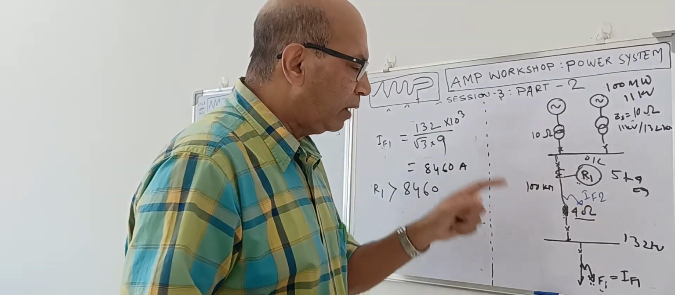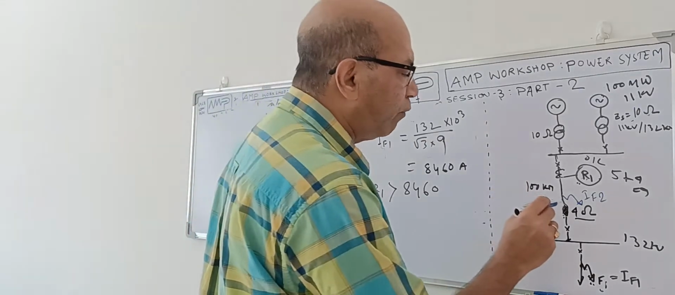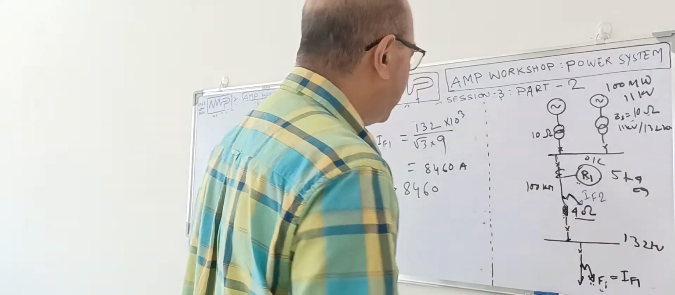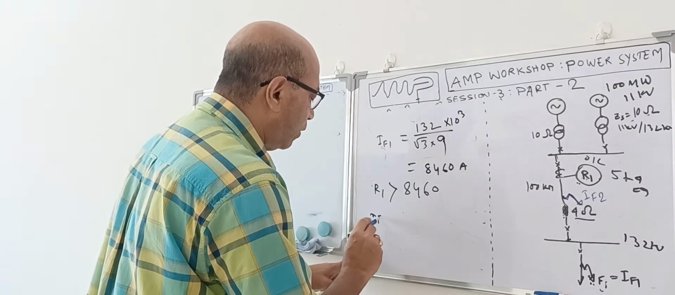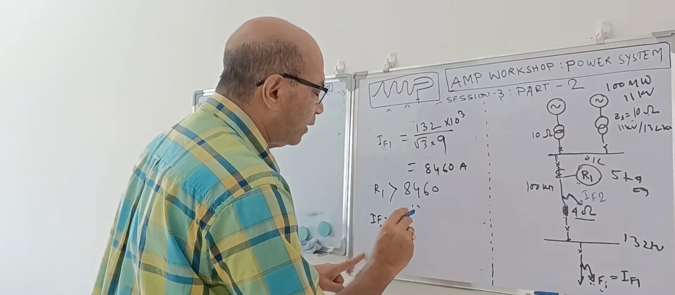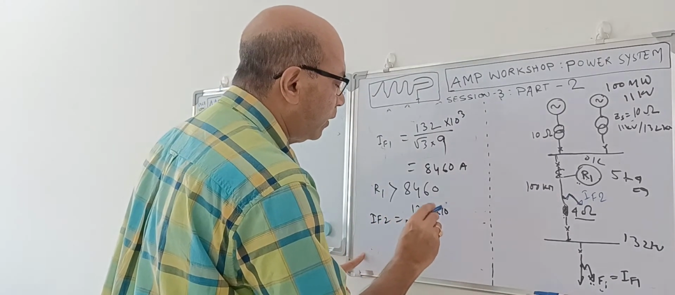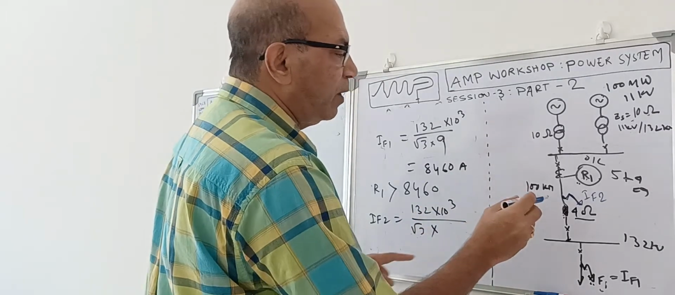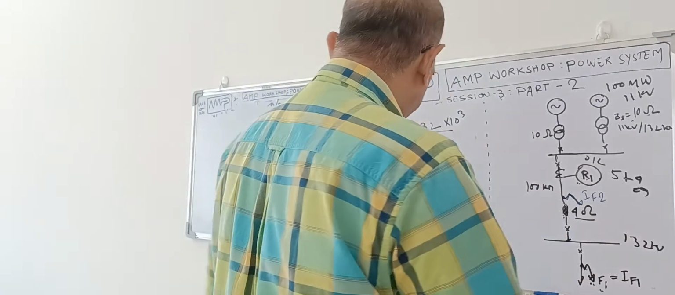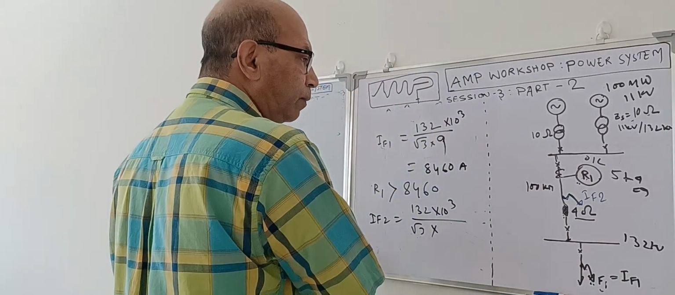Okay. Now let us consider another scenario. Suppose the fault is over here, just at the starting of the line. In that case, suppose the fault current is IF2. What is IF2? IF2 equals, the same way, 132 into 10 to the power 3 divided by root 3 into how much impedance it will be here. Suppose in this case I am considering another way.